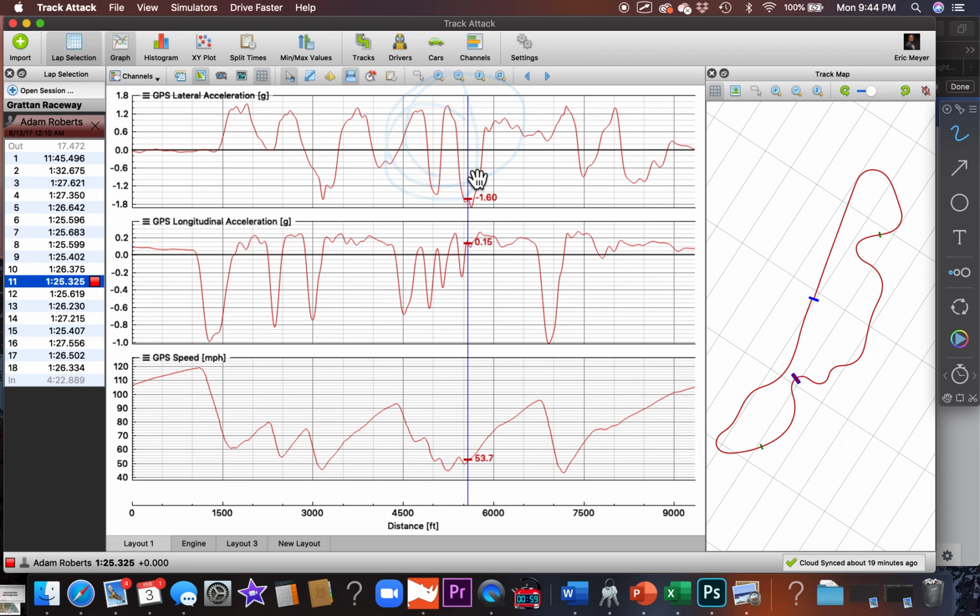Track map, lat trace. See that? Look at Adam. He's getting massive G's in this. This guy's a really fast driver. This is a big sweeper, right? Big sweeper, less lateral G's, right? There's a big one right here.